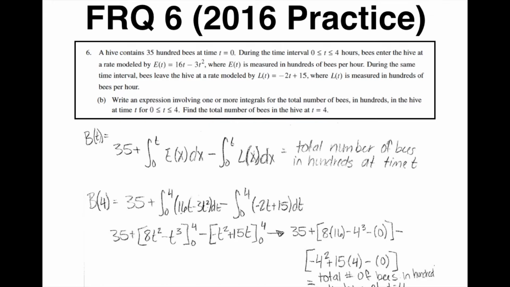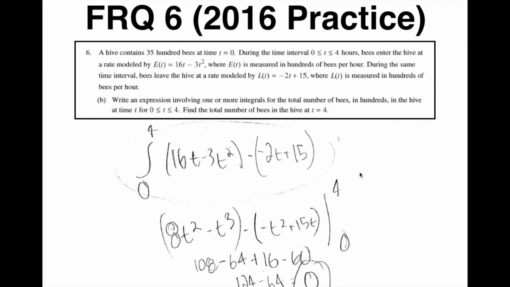Student B, same correct setup, initial number plus the bees that go in minus the bees that go out, and when we plug this in, we find an expression like that. So this time we notice that the student stopped before solving the arithmetic. The answer is actually very long. It's 35 plus 8 times 16 minus 4 cubed minus 0 minus negative 4 squared plus 15 times 4 minus 0. This is correct, and therefore the student earns the point.